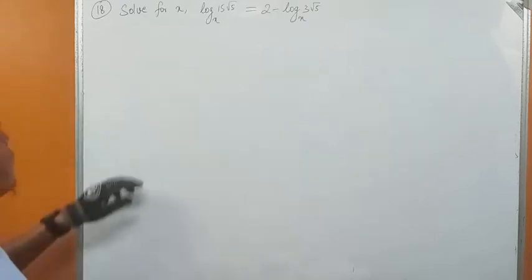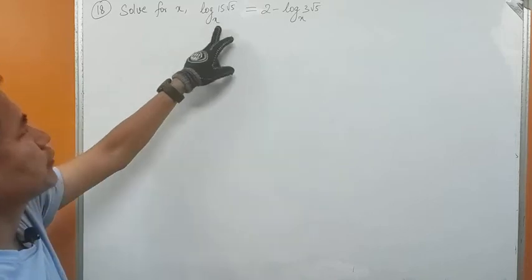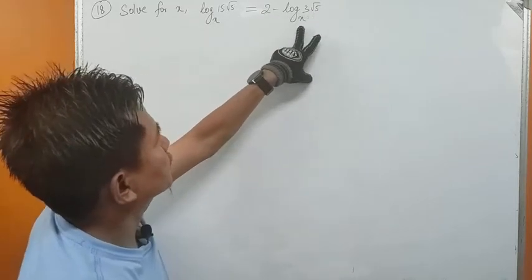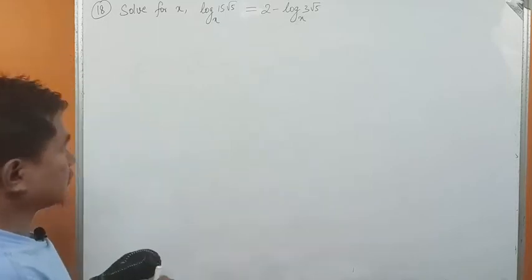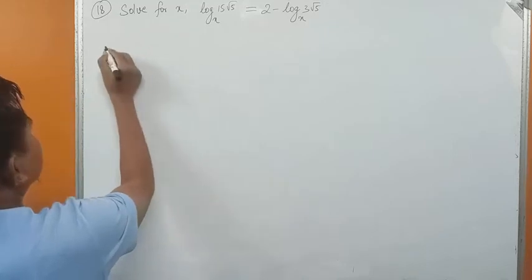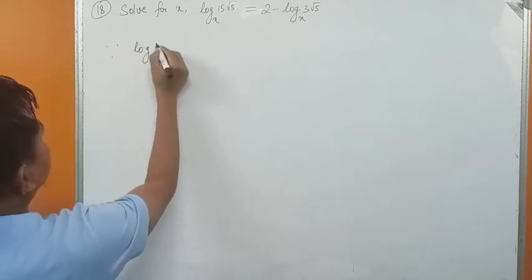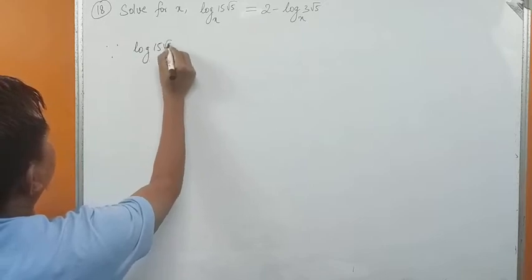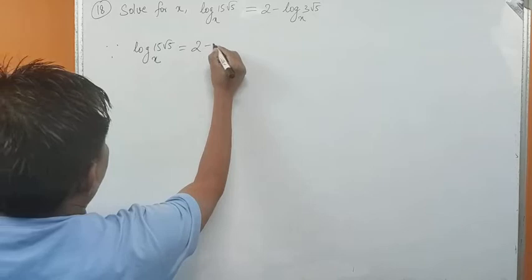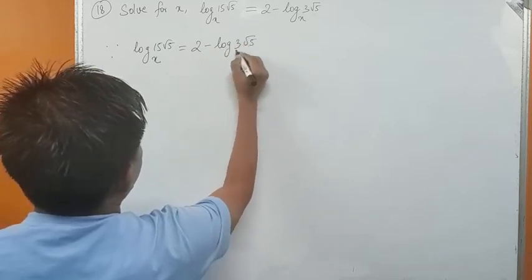Question number 18. Solve for x. Log 15 root 5 to the base x equals 2 minus log 3 root 5 to the base x. This is the equation given to us. We are asked to find the value of x. Okay, so let us copy this equation first and then we will proceed.